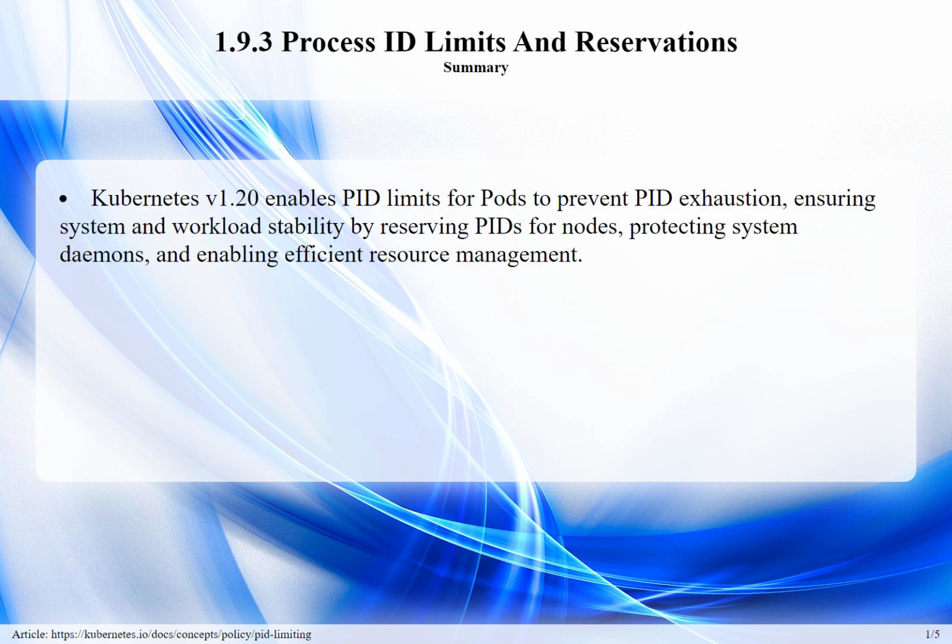Kubernetes in v1.20 introduces PID limiting, allowing cluster administrators to cap the number of process IDs a pod can use, ensuring efficient resource usage and preventing PID exhaustion. Node-level PID limits help protect system daemons, while per-pod limits control resource consumption and stability. Proper configuration ensures system reliability and prevents one pod from impacting others and the whole node.